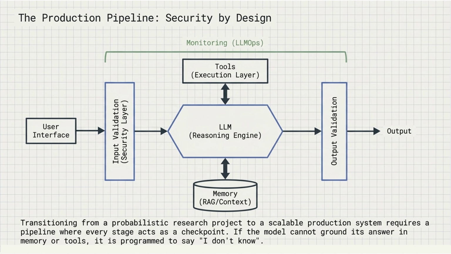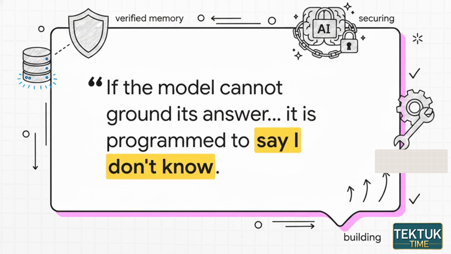I leave you with this final, overriding engineering principle for your future builds. Absolute system integrity means abandoning the need for the AI to always have a clever answer. If your model cannot ground its response in verified memory or approved tools, it must be programmed to simply say, "I don't know." As you transition from the lab to live environments, you need to ask yourself, is the system you're building truly intelligent or just probabilistically lucky?